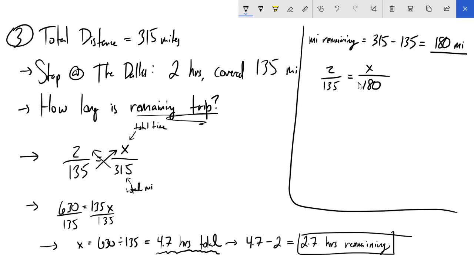Well, let's see. Let's make sure it works, right? So if we cross multiply, 2 times 180, that's 360, equals 135x. You divide both sides by 135, and so our answer is whatever 360 divided by 135 is, and what is that? I hope it's 2.7. Yeah, I hope it's 2.7, right? Did you get off? I feel like maybe you're off by a decimal place. Should be 2.7.